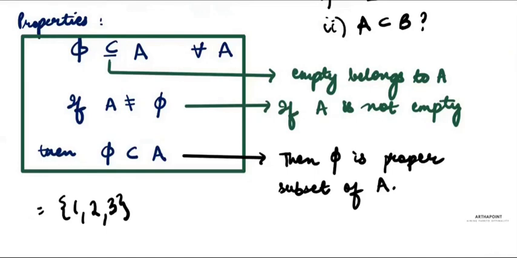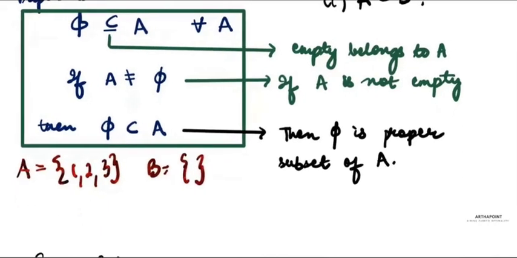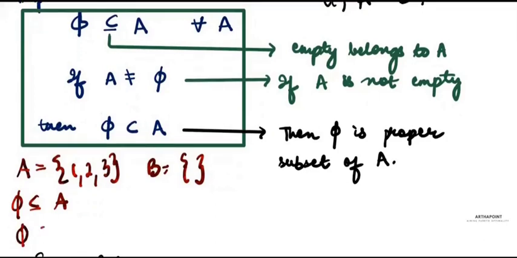So we can say the following. Supposedly I give you two things. I tell you that I have two sets. This is A, 1, 2, 3, and this is B, and B is an empty set. So in the first case, empty is a subset of A, but empty is also a proper subset of A.